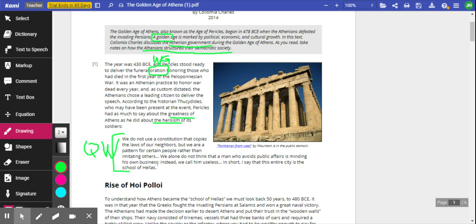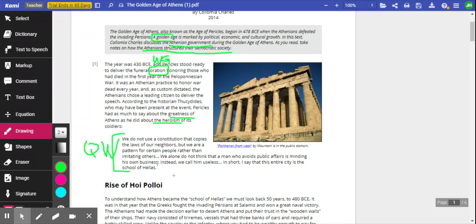So here he's just saying, we are the ones setting the precedent. We're not copying what others do in their government. We are the ones establishing it, which does tie back to how they structure their democratic society.